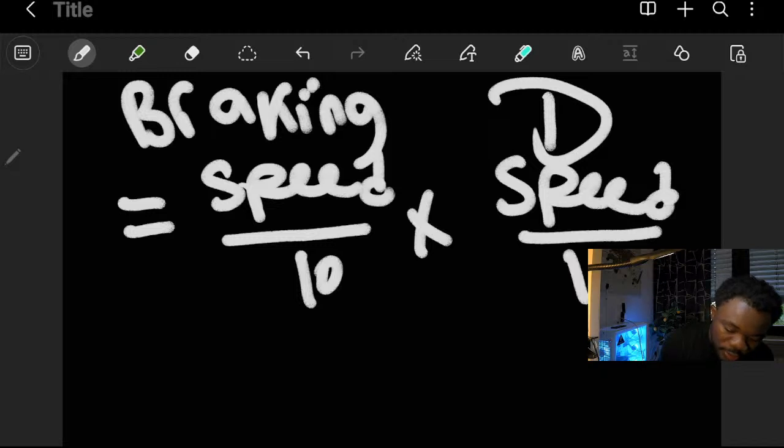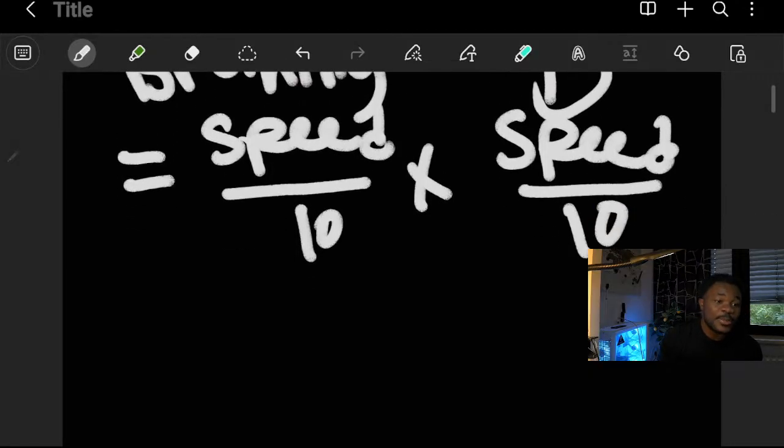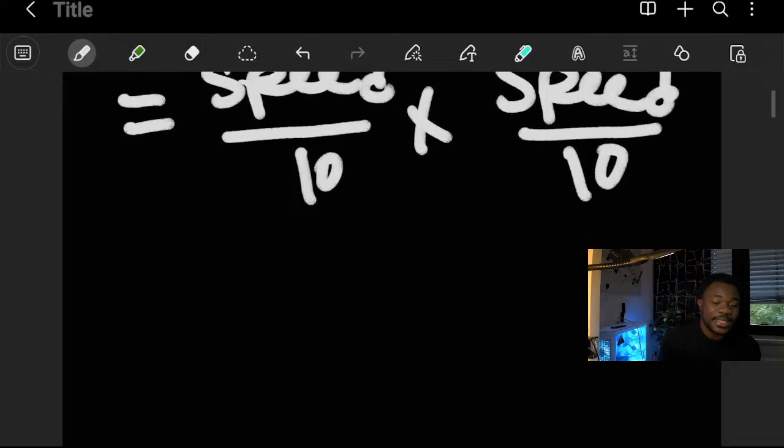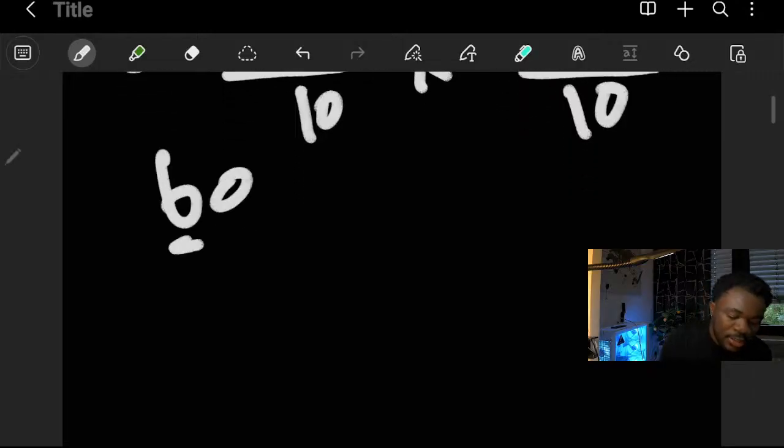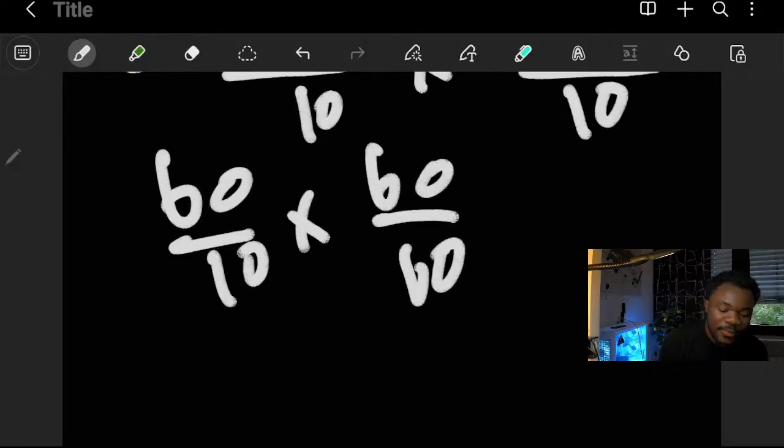I wrote it before. So braking distance is equal to the speed traveling divided by 10 times the speed traveling divided by 10. In this case, they told us our speed is 60. So 60 divided by 10 times 60 divided by 10.